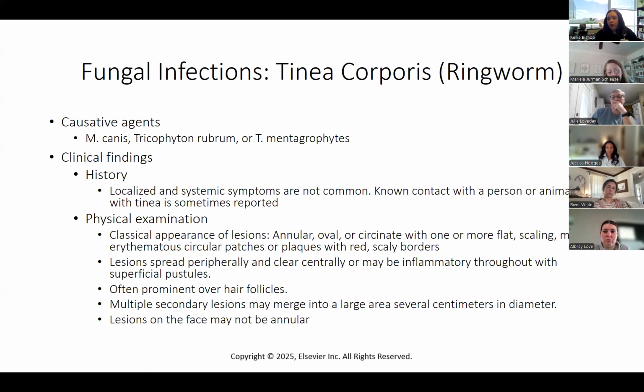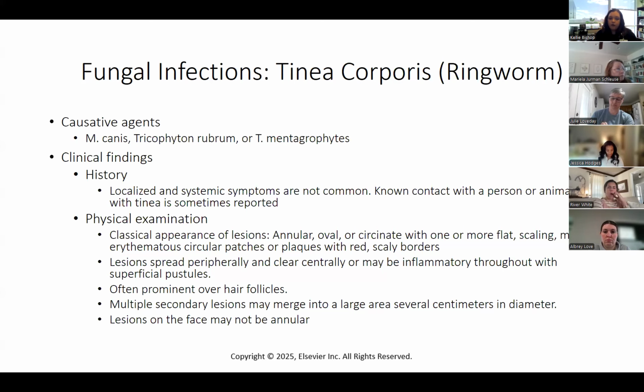Tinea corporis or ringworm. This is localized, and so we don't usually see systemic symptoms with this, but there is usually contact with a person or animal with tinea. Again, the sandboxes and the cats are common. The classical appearance of lesions is annular, oval, or circinate with one or more flat, scaling, mildly erythematous circular patches or plaques, and they have red, scaly borders.